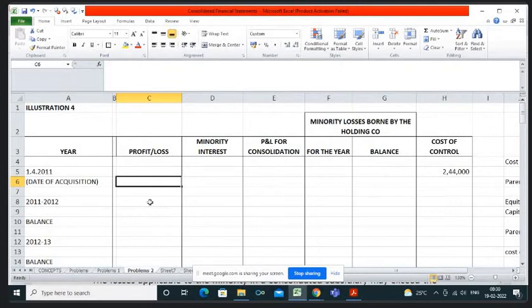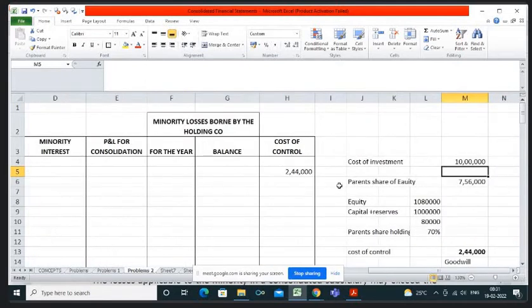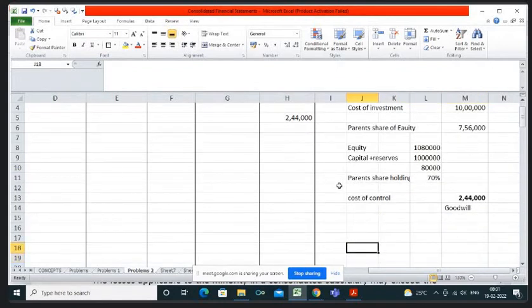So let us see on 1/4/2011, what is the amount of minority interest? So what will be the minority interest? We have to take the share of capital and the share of profit and losses and reserves. So minority interest on this particular day will be their share of equity, their capital, and their share of reserves.